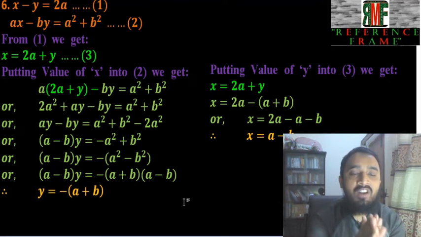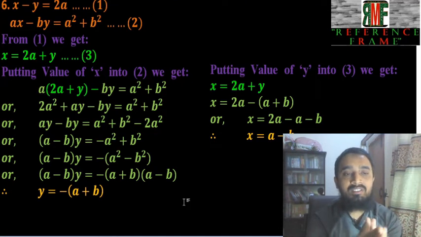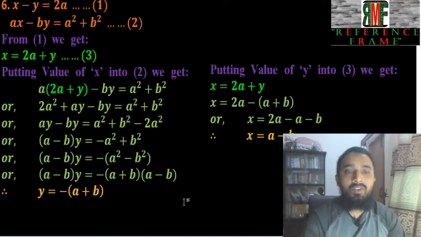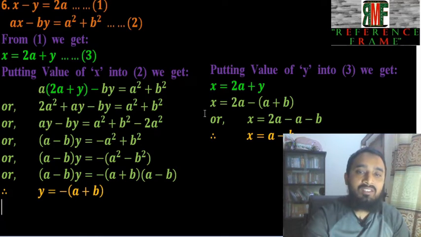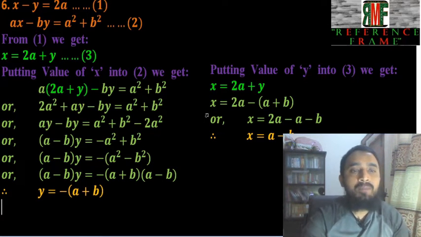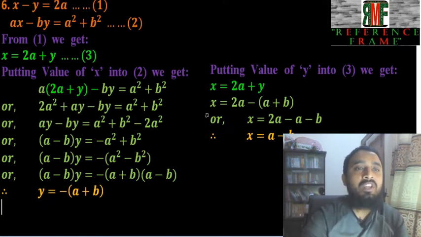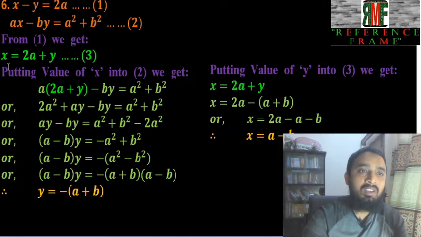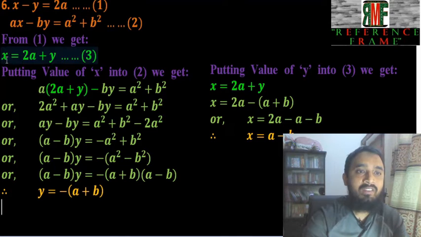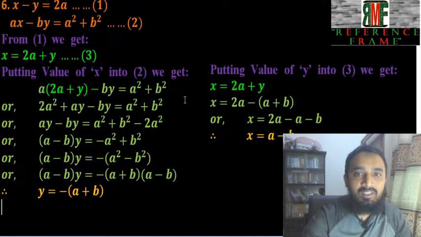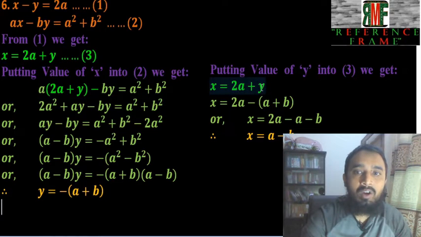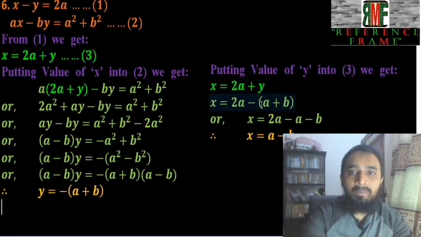So this is the required value of one of our variables among x and y. As far as you find the value of y, we just need to put it down into equation 3, because in equation 3 if we put it down we will get the value of x. So look here, we're just putting it down, x is equal to twice a plus y. All you need to do, we'll put down the value of y into the equation.